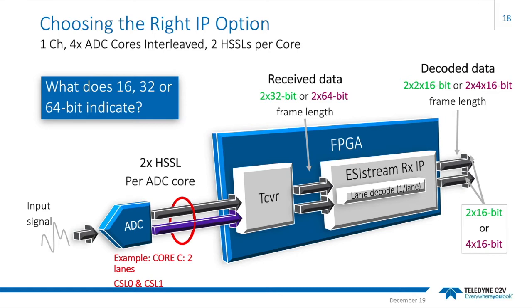As the received data moves through the ESIstream lane decode system, the resultant decoded data formatted into 16-bit words means in the case of 32-bit data frames, 2 times 16-bit words will be available at the decode output. Whereas if a 64-bit data frame is used, then 2 times 4 16-bit data words are available.